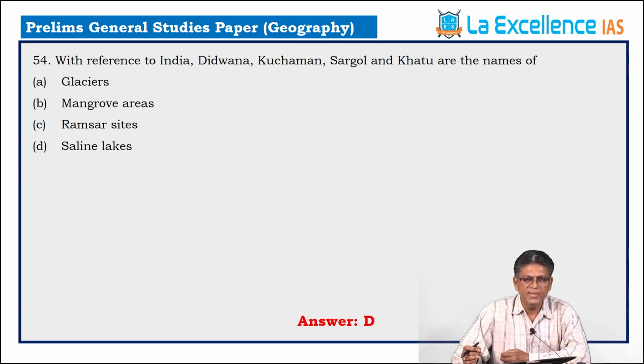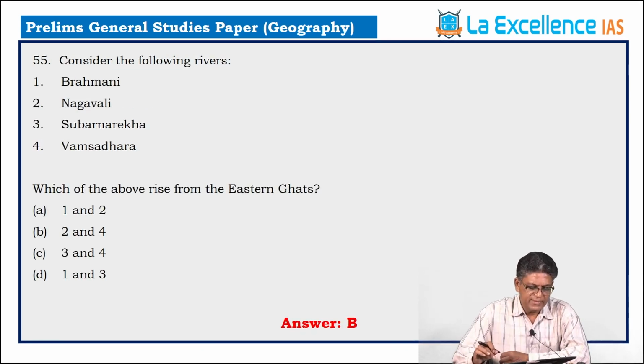These lakes that have been named in this question 54 in booklet A, these are all saline lakes from Rajasthan. So, it is a pretty straightforward fact-based question. These are saline lakes from Rajasthan. So, the answer is D for 54. Again, another factual question which is about rivers of the peninsular landmass.